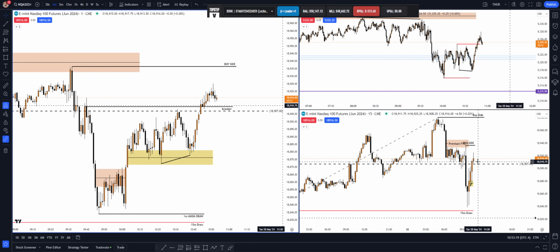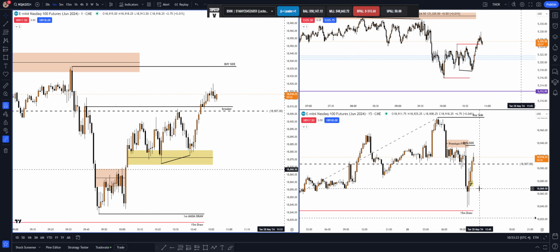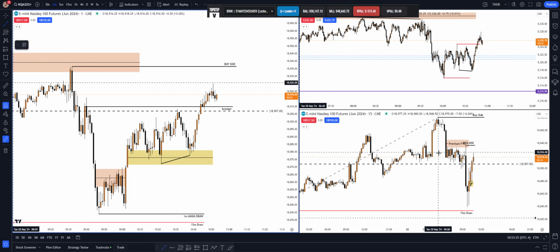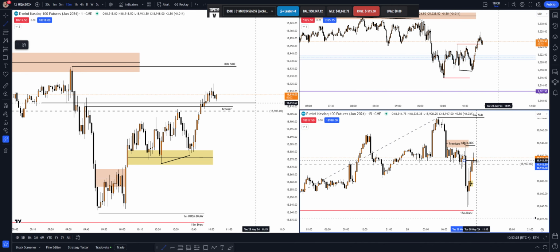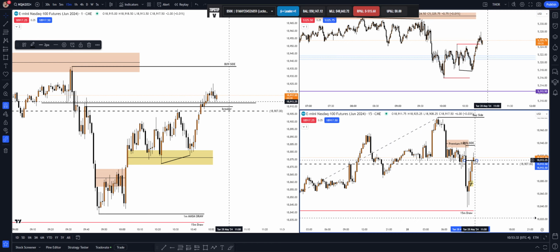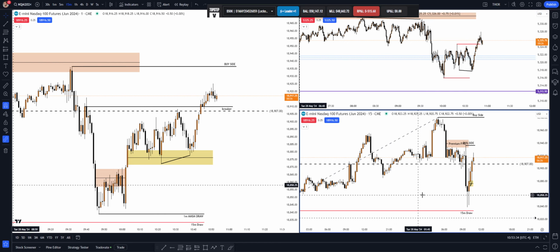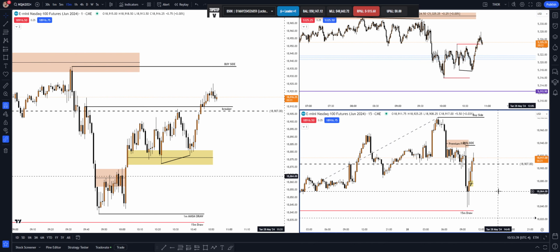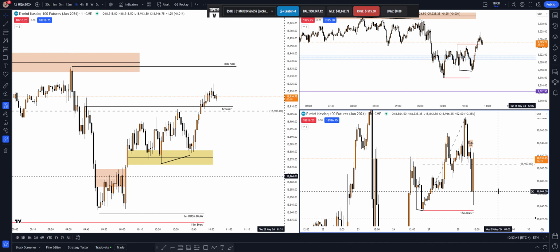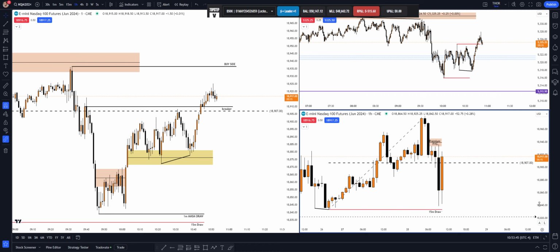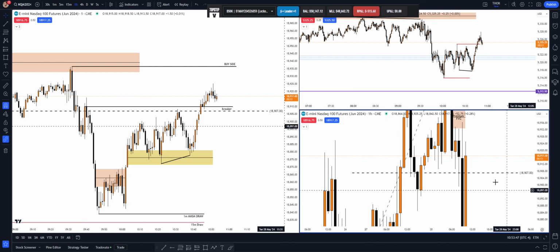I think the dump will happen after 11 though. Maybe the discount closes about the 50-minute fair value gap, and then a retest of the inversion, as well as manipulation on the hourly. I don't like the volume balance though.